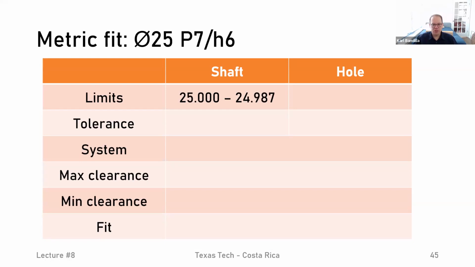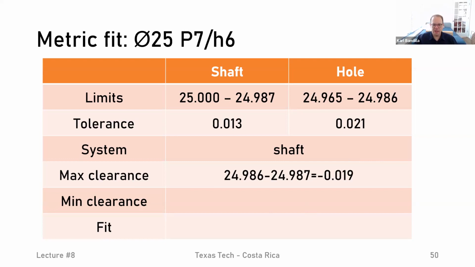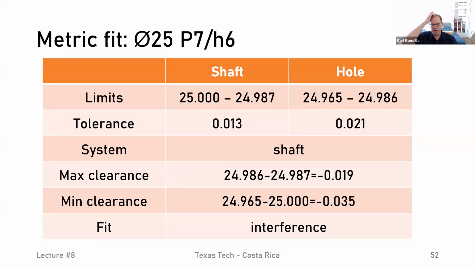So we have the shaft, which means we can get the tolerance for the shaft. We can get the tolerance for the hole. We already said that has to be a shaft system, right? We can see our deviation right here, our basic size right there. So it's a shaft system. Then we can get our maximum clearance, which of course is the biggest hole and the smallest shaft. So that gives us a negative number. We also get a negative number for the min clearance, which of course means we have, oops, wrong way, an interference fit. Right, very, very straightforward to fill out these tables.